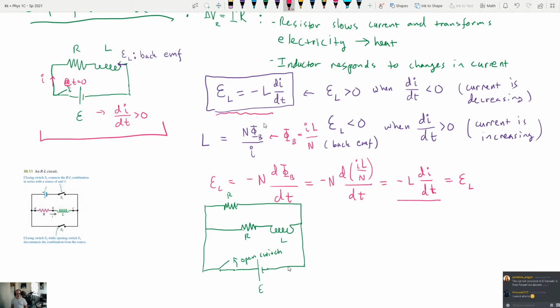If the switch has been closed for a long period of time, there's going to be a current flowing through our circuit right here. We'll call it I. It's going to flow this way. We'll call it I1 up here, and it's going to flow this way. We'll call it I2 in this segment here.